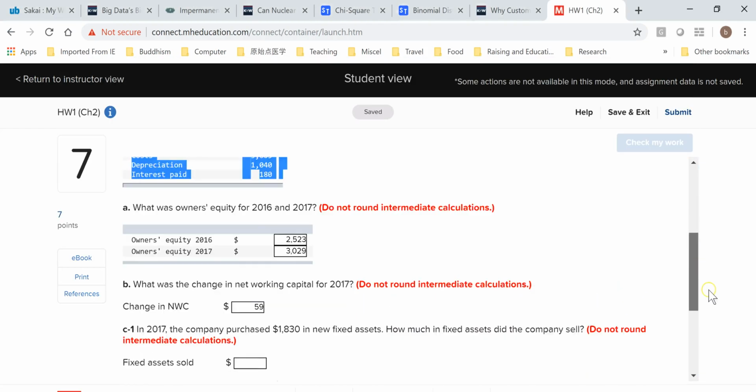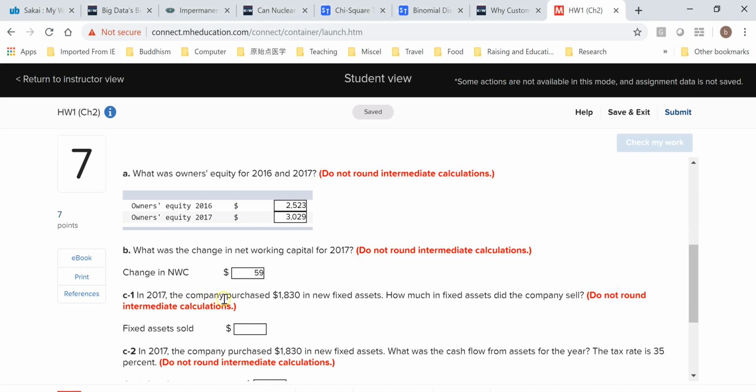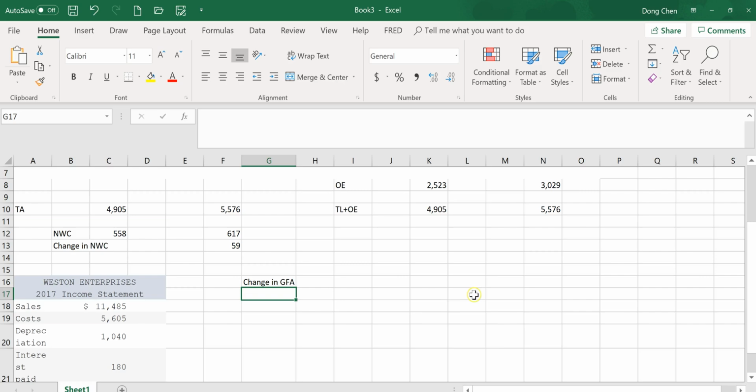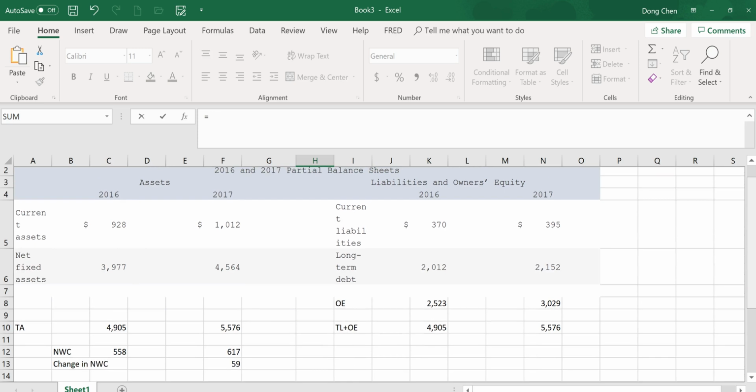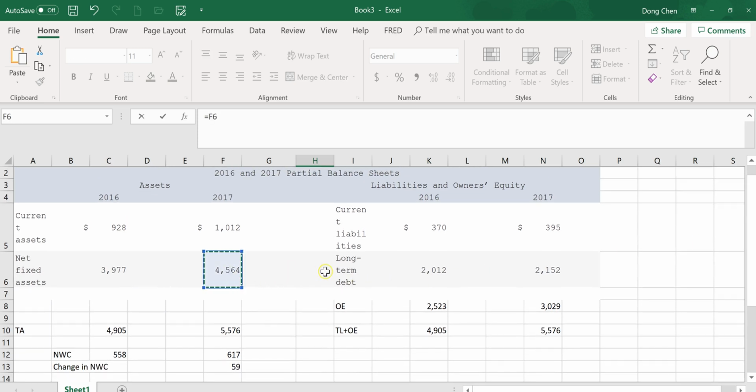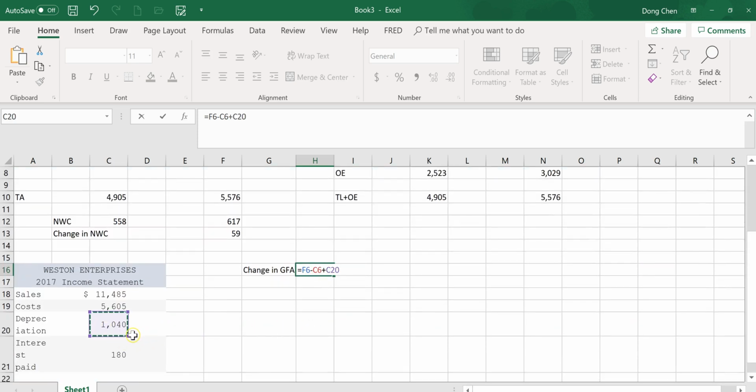So once you know that, because it tells you the company purchased this in new fixed assets, then how much the company sold, and the difference between the purchased fixed assets and the sold fixed assets is simply the net purchase of the fixed assets. And that's what this is about, the change in gross fixed assets. So that's why we care. As we said, this is the difference between the 2017 level minus the 2016 level. But then don't forget about the depreciation over the year, which is from the income statement. So that's the change in gross fixed assets.